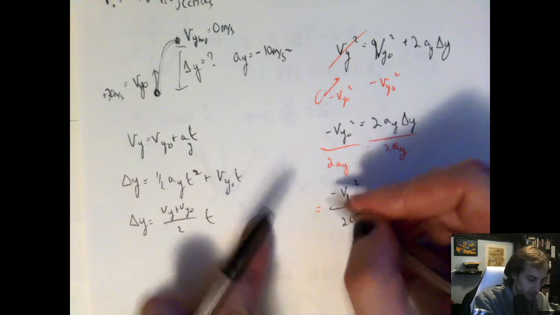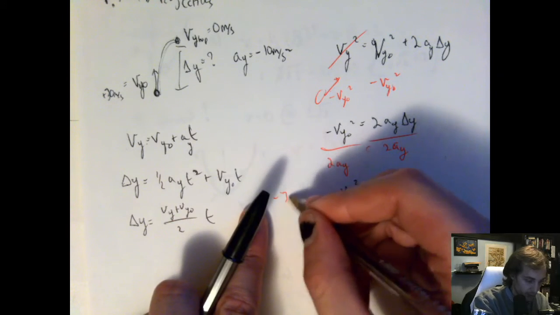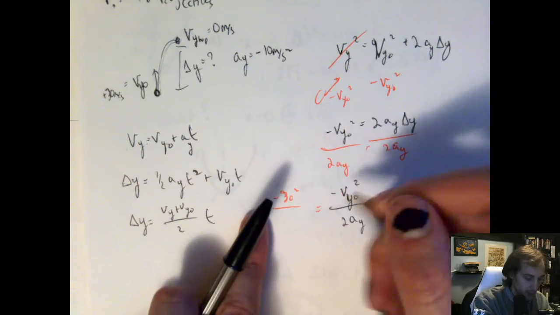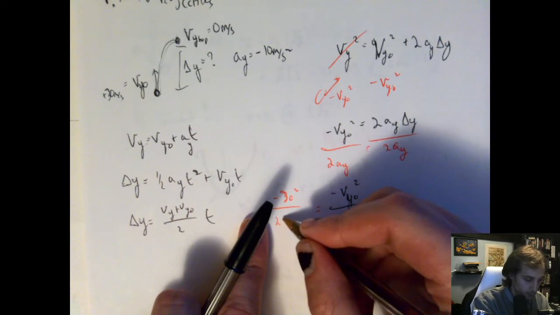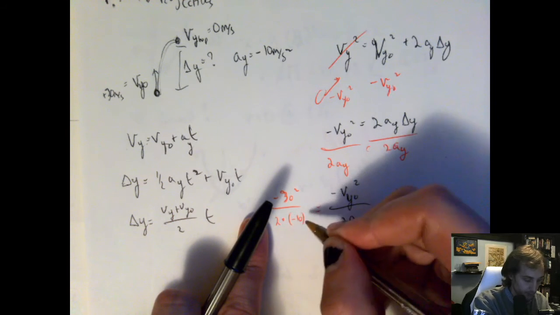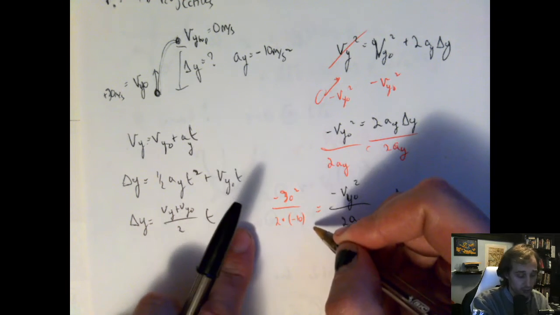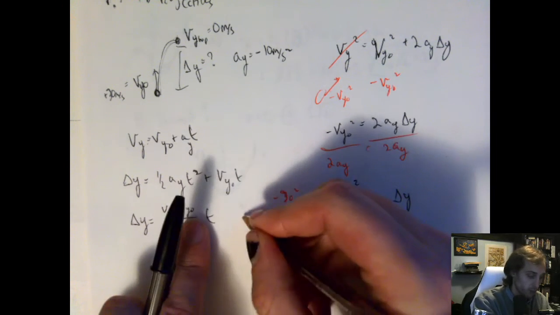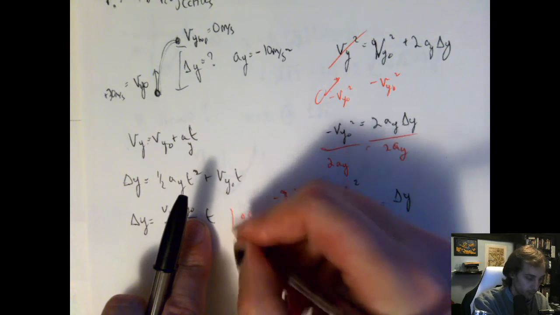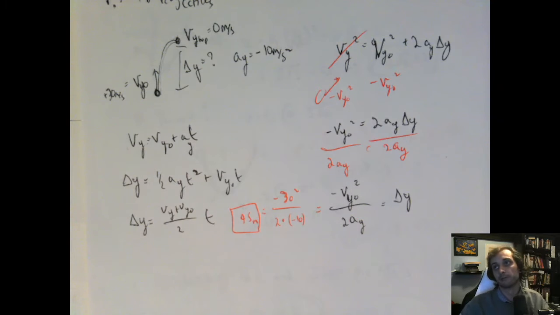Plugging in our numbers, we've got negative 30 squared divided by 2 times negative 10. It gives us 300 over 20, which is 45. So 45 meters up. Great. Next problem.